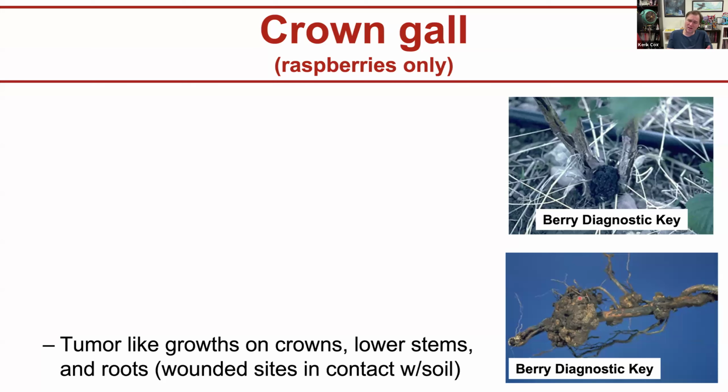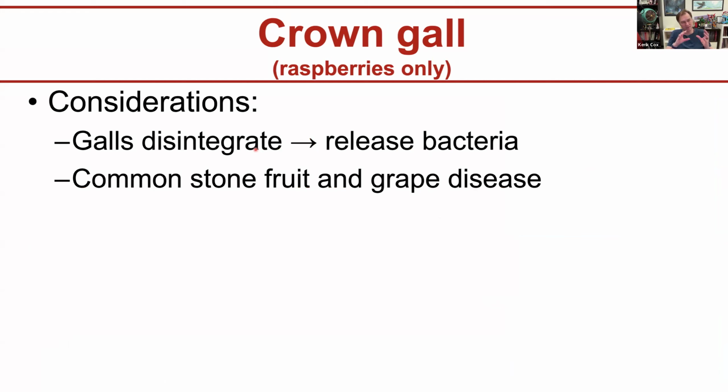If you ever get stock that has tumor-like growths on it, the raspberry plant is not a nitrogen-fixing organism. If it has galls, throw it out and ask for new ones. What'll end up happening, this is a really old gall here, is these galls will disintegrate in the winter and release bacteria. They can live in your soil and cause trouble.